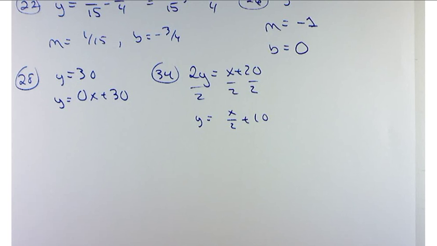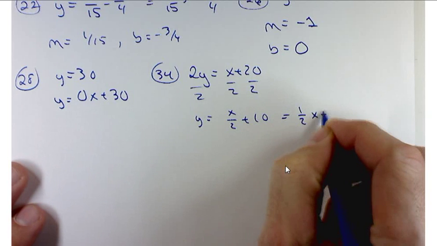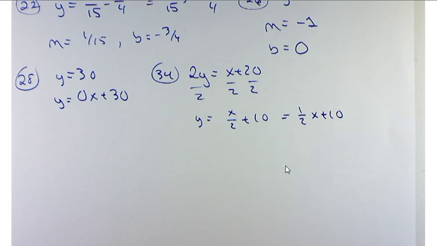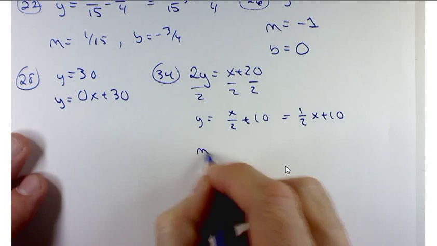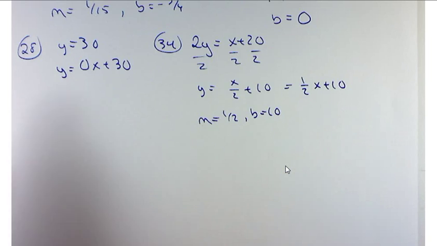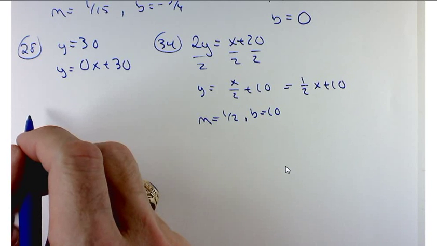Let me ask again. What's the slope and what's the intercept? Good. The slope is 1/2. Now you can see that if you rewrite this as 1/2 x plus 10, that makes it a little bit clearer. So the slope is 1/2 and the y-intercept, no problem with that. That's just a nice 10.